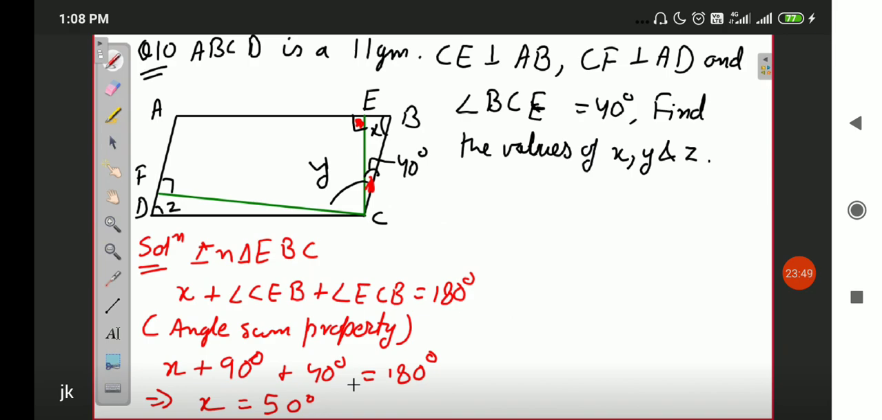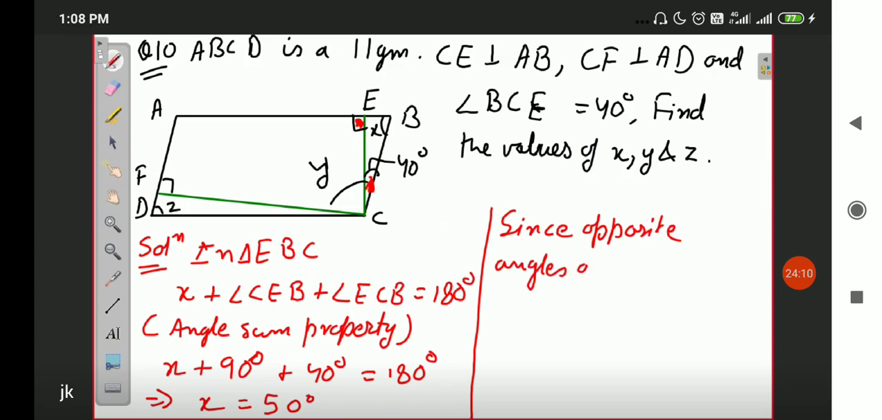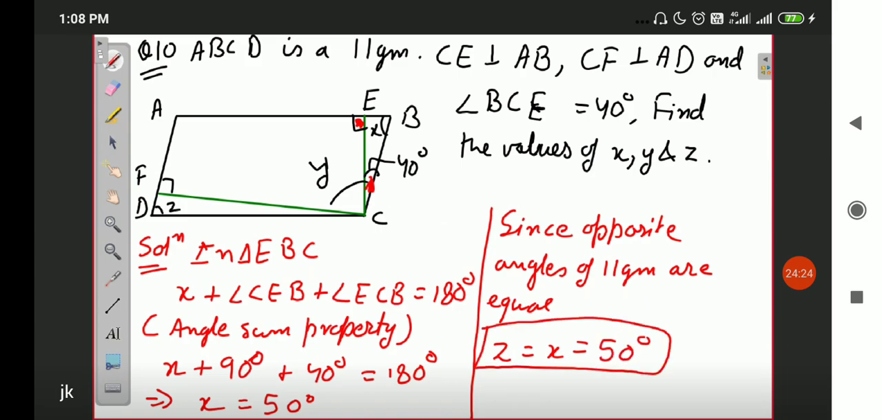So moving on, after the value of X, we can say that since opposite angles of parallelogram are equal, opposite angles of parallelogram are equal. That means Z is equal to X is equal to 50 degree. After this, we will say that adjacent angles. Okay, we have come to Z.